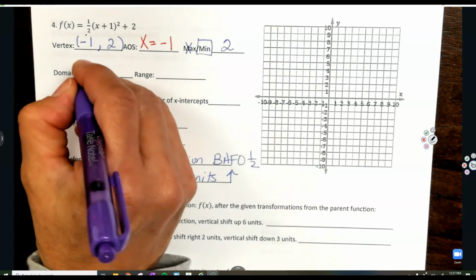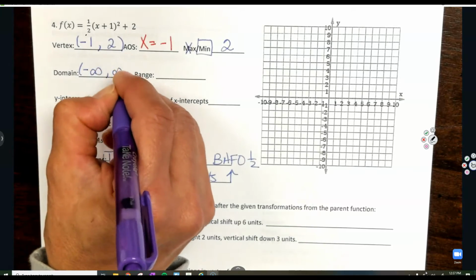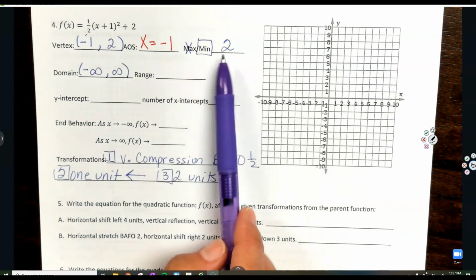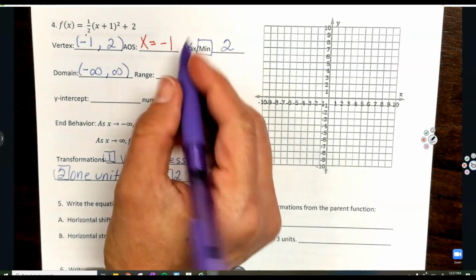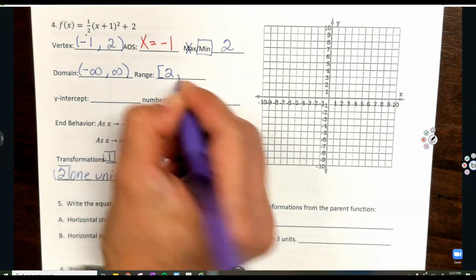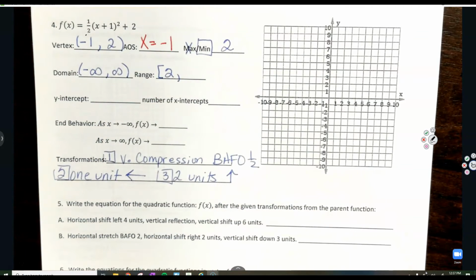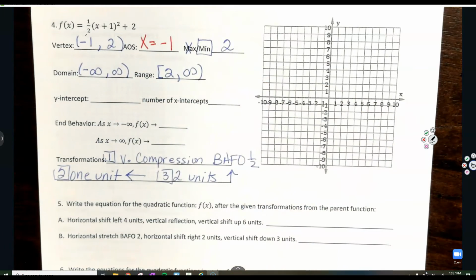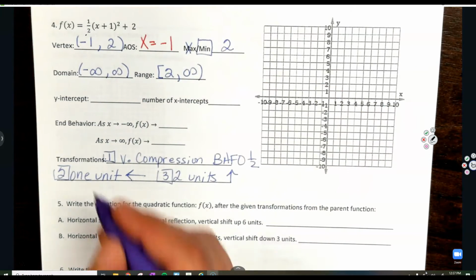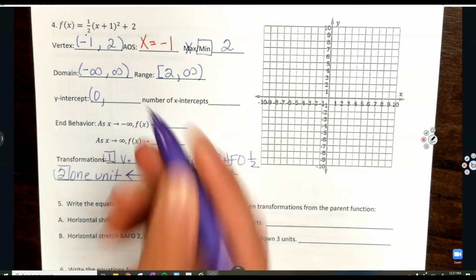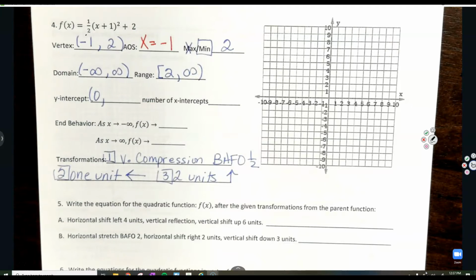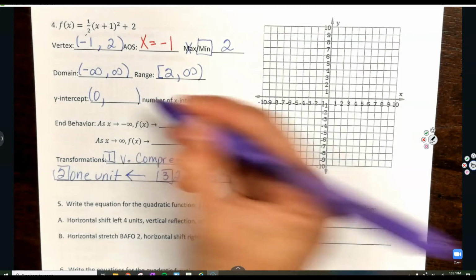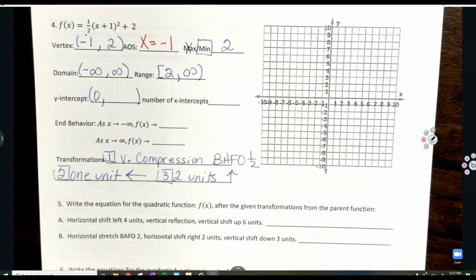Your domain, -infinity to +infinity. That minimum of 2, that starts your range. Remember, the graph opens up forever. And then your y-intercept, I don't know, we'll plug that in a minute. But I know the first number is 0. And then the x-intercepts.